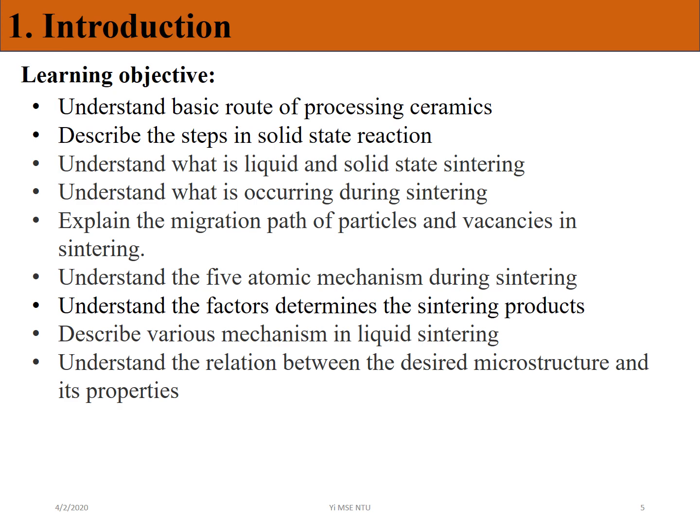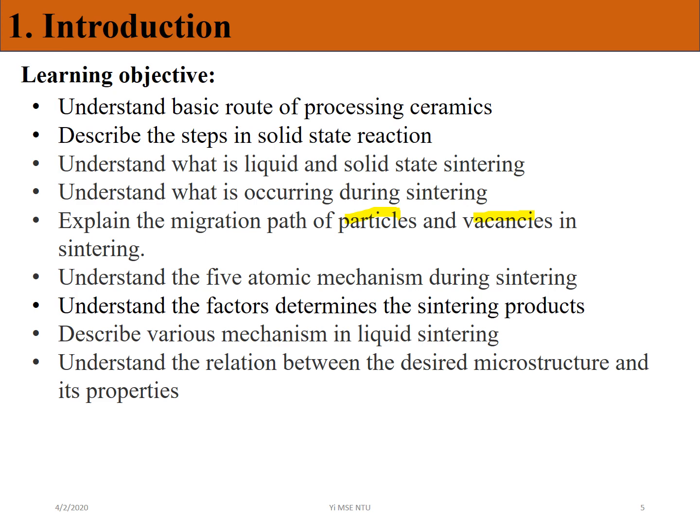So we said there's two routes to reduce the total surface energy. Am I right? Okay, then followed by number 5: explain the migration paths of particles and vacancies in the sintering. Okay, so this is super important. Please remember this, because particles and vacancies just move in opposite directions. So please understand the 5 atomic mechanisms during sintering.